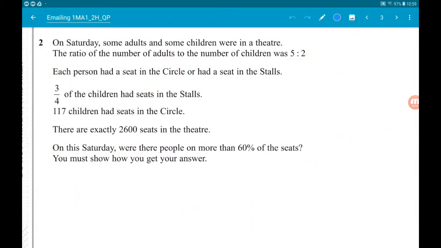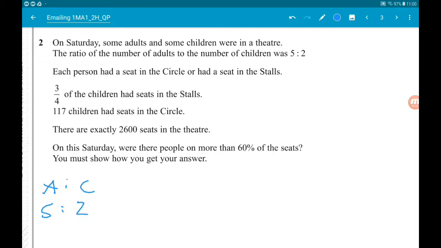Okay, number 2, on to a 5 marker already. So, on Saturday, some adults and some children were in a theatre. The ratio of adults to children is 5 to 2. So, straight away, I'm going to write that down. So, cool. So what that means is, for every 5 adults in the theatre, there are 2 children.